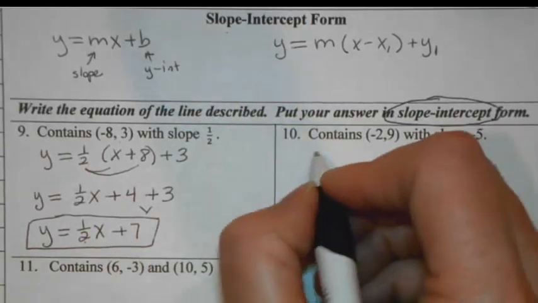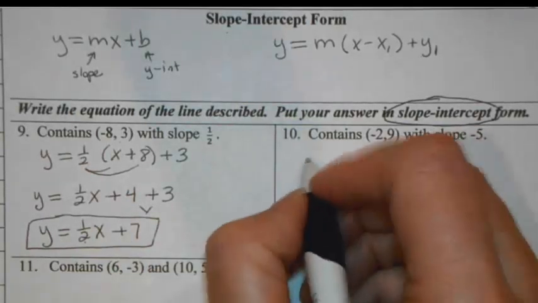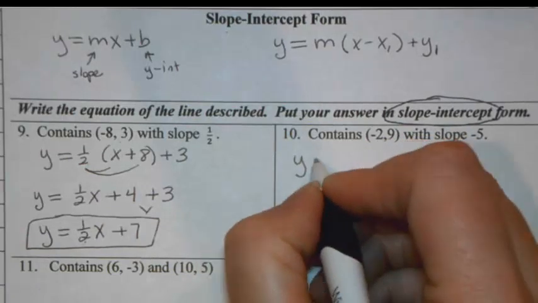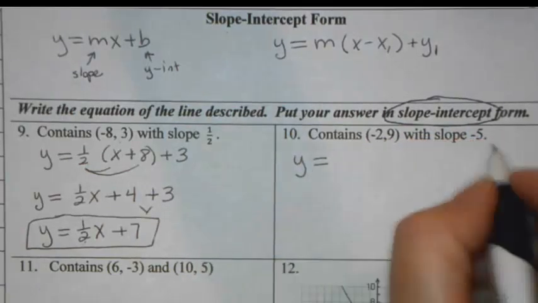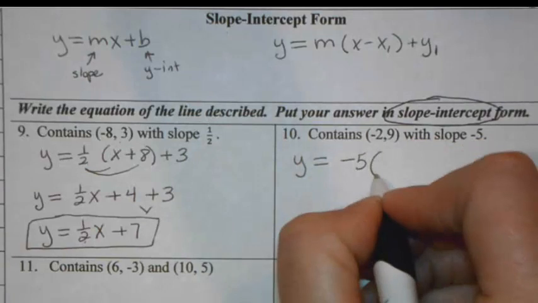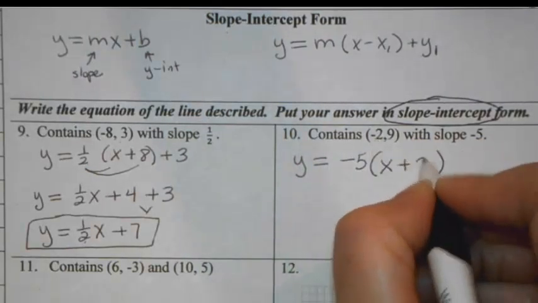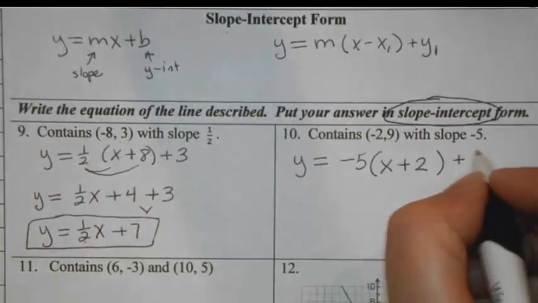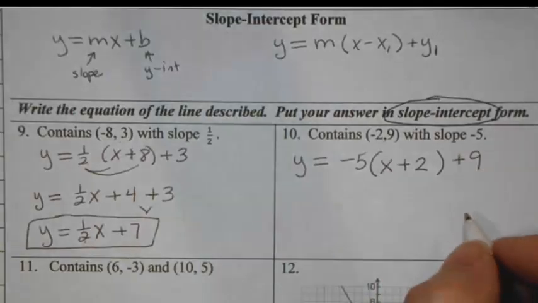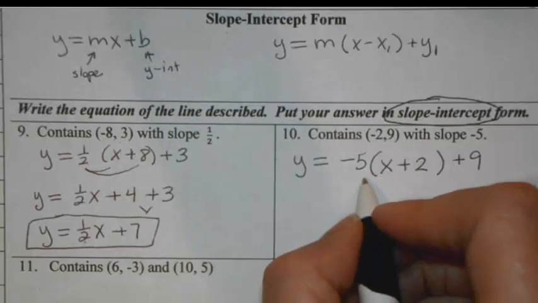Same thing though. Let's turn it into slope-intercept form, but let's start with the original point slope form. Y equals, what's the slope here? -5, parentheses x minus your x coordinate. Since that's -2, I'm going to put x plus 2 and bring down the y coordinate of +9.